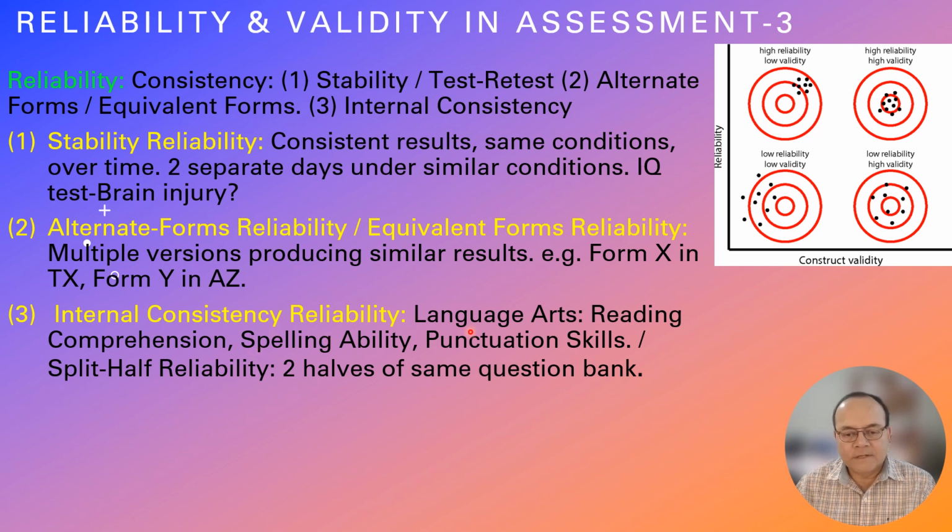Internal consistency. Suppose language arts testing reading comprehension, spelling ability, punctuation skills. We must make sure that it's not examining anything else. For instance, suppose a language arts paper is just a test of reading. It can't be a test of spelling ability or punctuation skills at the same time, unless the assessment is geared to that. So if you're testing reading comprehension in a student, don't give questions which are testing the student's spelling ability or punctuation skills, and so on.